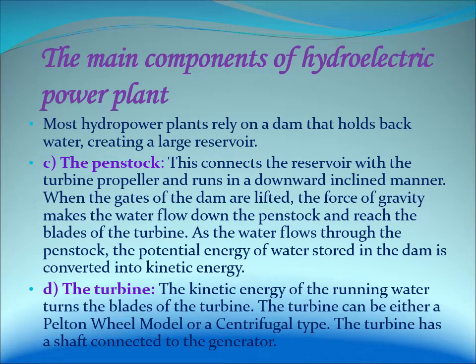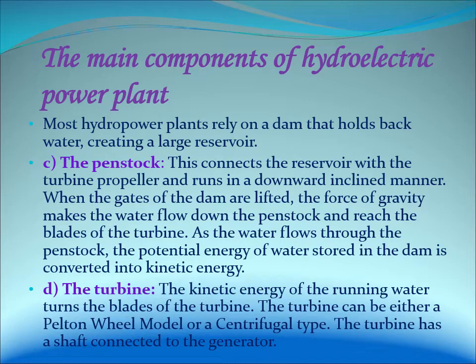Most hydropower plants rely on a dam that holds back water, creating a large reservoir. The penstock. This connects the reservoir with the turbine propeller and runs in a downward inclined manner. When the gates of the dam are lifted, the force of gravity makes the water flow down the penstock and reach the blades of the turbine. As the water flows through the penstock, the potential energy of water stored in the dam is converted into kinetic energy. The turbine. The kinetic energy of the running water turns the blades of the turbine.